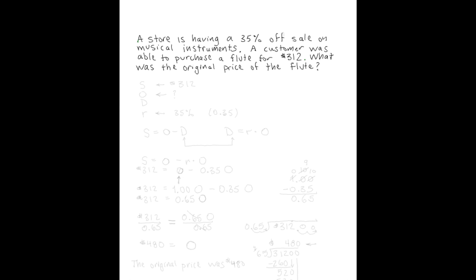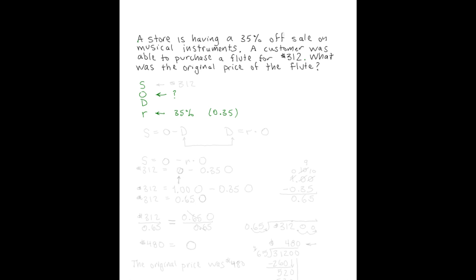So we're still looking at the same variables, which were S and O and D and little r. In this case, the question is asking us for the original price. So that's O. We want to figure out what is O. We are given some information, but not much. We're told that the store is having a 35% off sale. So that's going to be related to our R. So R is 35%, which we can express as a decimal, 0.35.